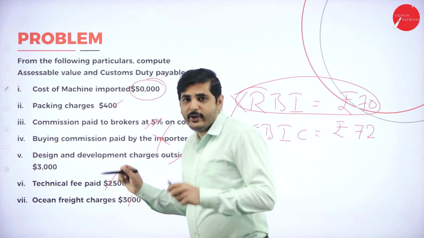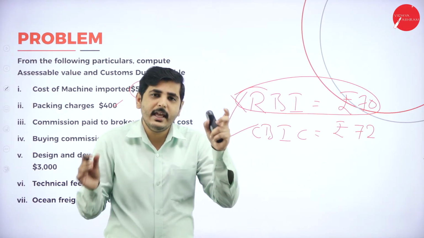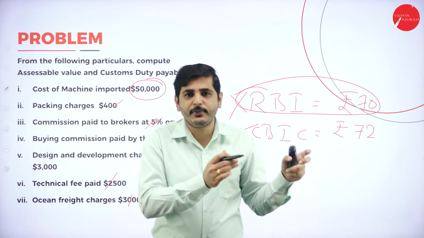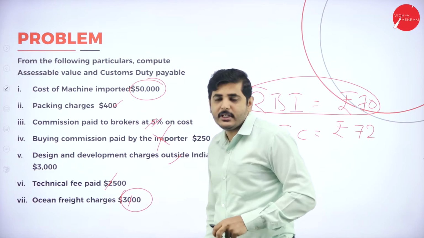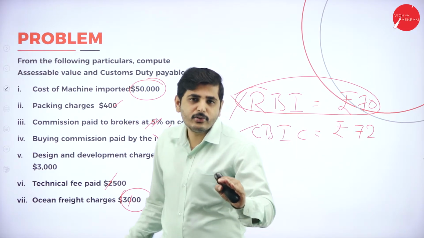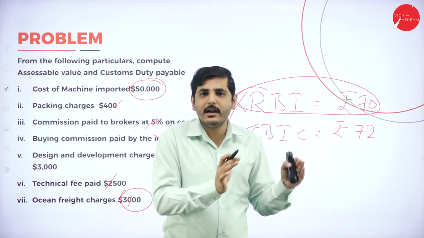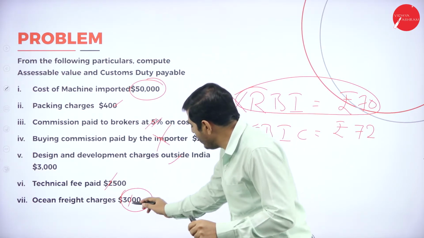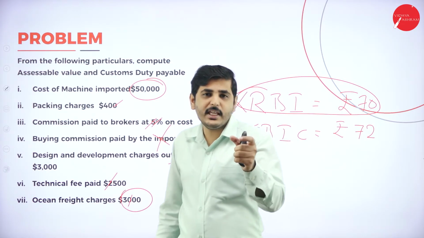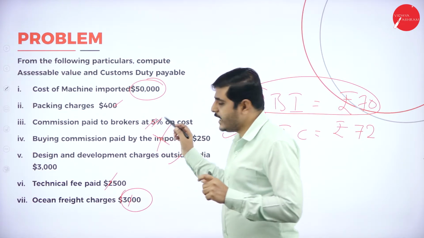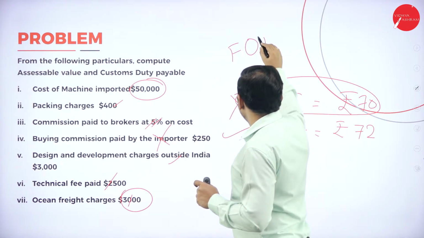Ocean freight. While calculating ocean freight, if they give the actual freight, we can take the freight amount. For example, here they have given the actual freight of 3,000 rupees. If they did not give ocean freight, then according to law we have to add the freight value. If they give the amount, we can directly take that particular amount. If they did not give the amount, we should consider 20% of the FOB value. Keep this in mind, 20% of the FOB value.